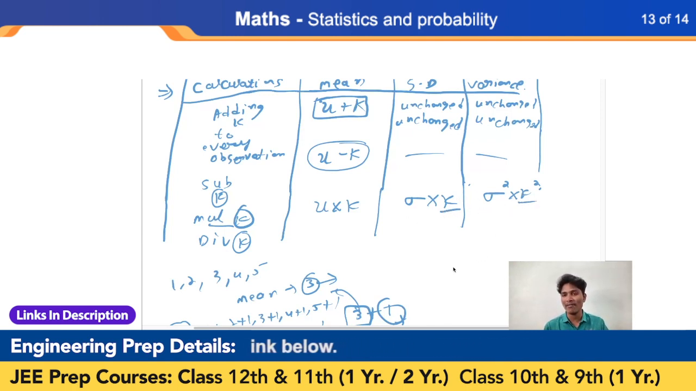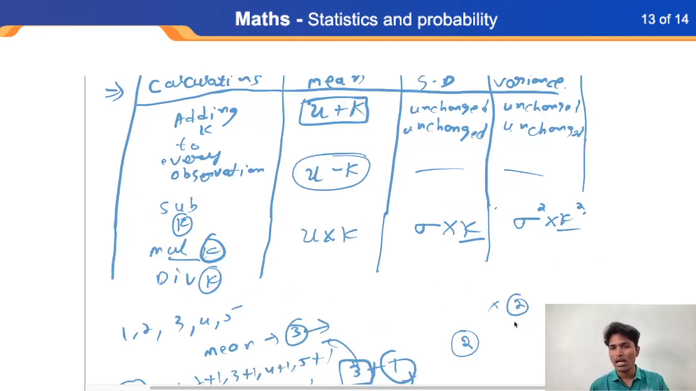Suppose the standard deviation is 2, and I have multiplied every observation by 2. The standard deviation will be 2 into 2, that is 4. But what about variance? The variance was the square of 2, that is 4. Now the variance will become the square of the value multiplied, that is 2 square, that is 4, so the variance will be 16.